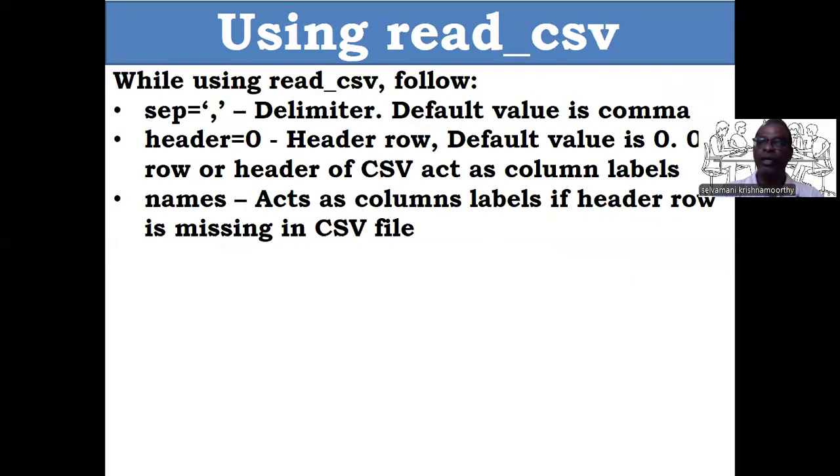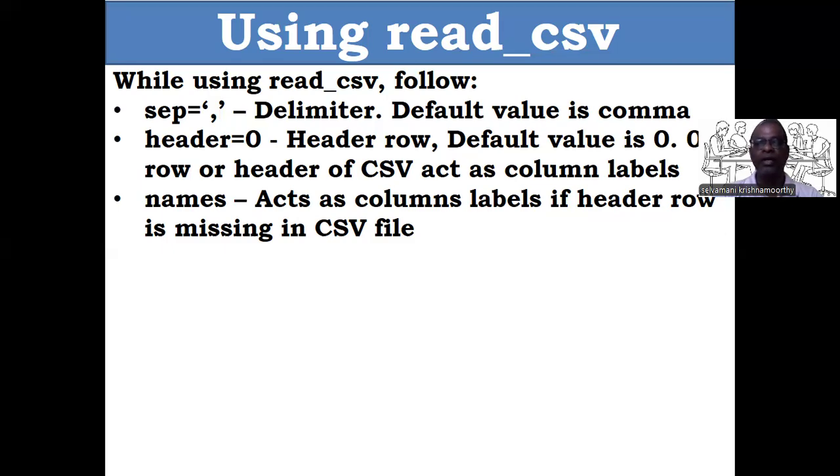One more thing, while using read_csv, we need to take care of some important points. First one is sep, that is delimiter. Default delimiter is comma. If your CSV file's delimiter is comma, no need to worry. Within single quotes, comma you can give. If other than comma is there, for example space, plus, hyphen, then you need to give it as sep. header=0, that is header row. Default value is 0. That is the 0th row, or header, of the CSV file. 0th means the topmost row or header row of a CSV file acts as the column label of the data frame. By default, the first row or 0th row acts as the column label.